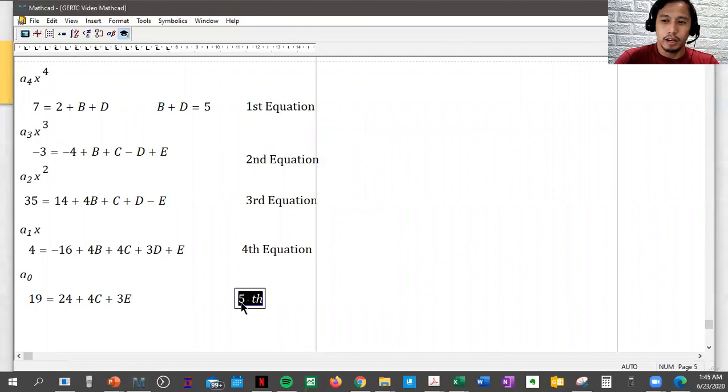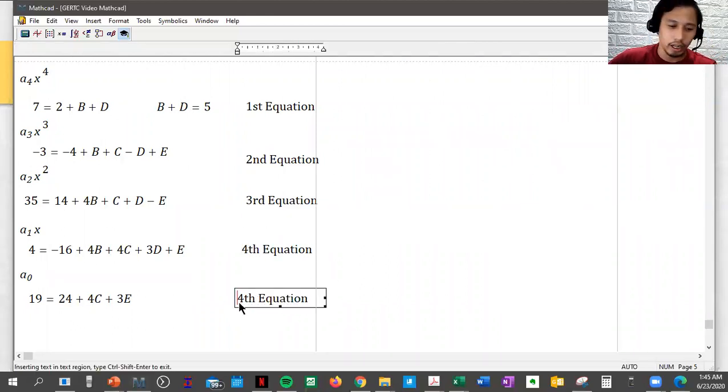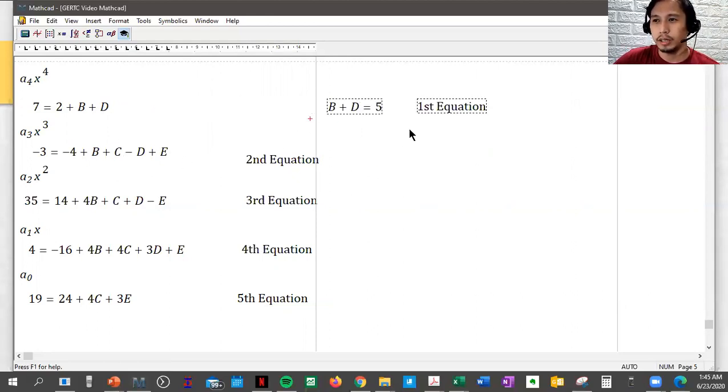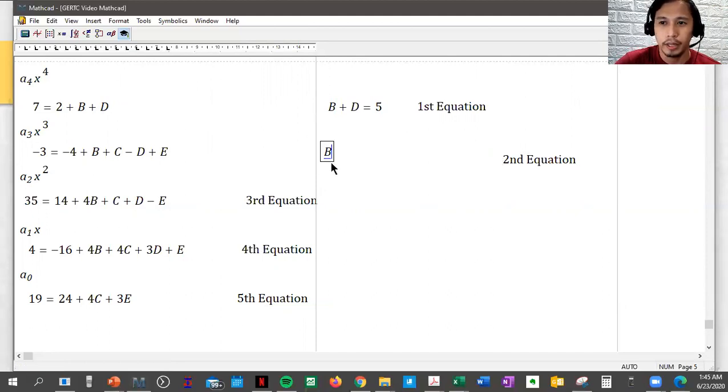But again, we do not really need this fifth, no? But okay lang to get. Now, how to solve for the unknowns? I-arrange ko ito, ha? The first equation was this one. The second equation may be rewritten as b plus c minus d plus e equal to what? Negative 3 plus 4. Maging plus yan. So this is plus 1. That's the second equation.